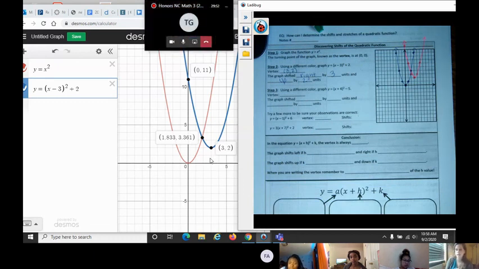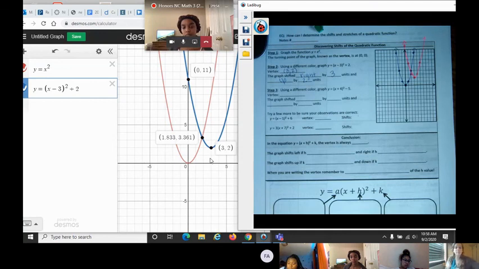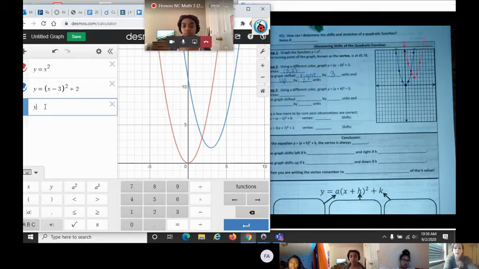Okay. Then it wants you to do this again, but with a new function. Now it wants you to do y equals x plus 4, and then squared minus 5.